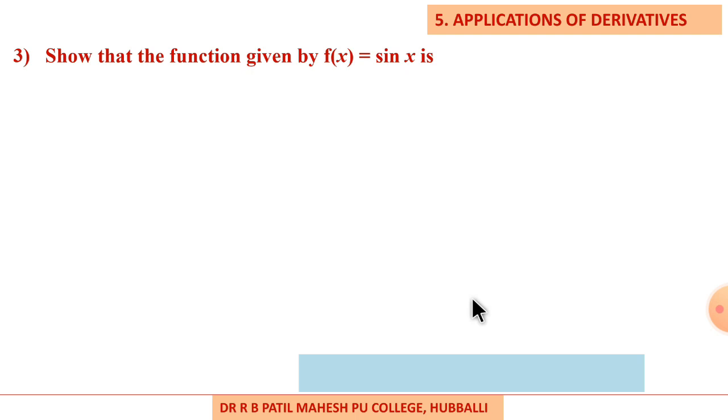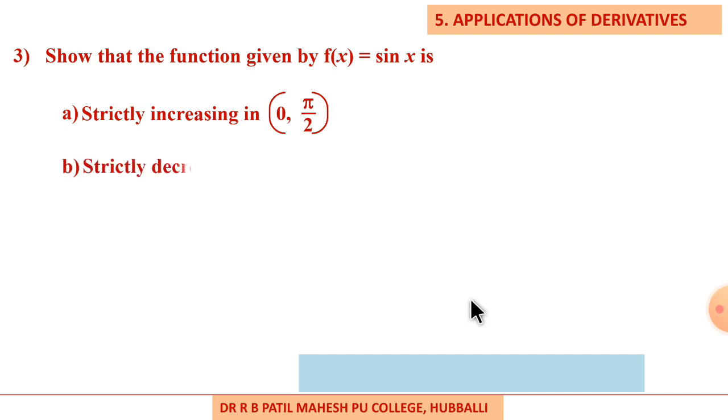Next, example number 3. Show that the given function f of x equal to sin x is, first one, strictly increasing in the open interval 0 comma pi by 2, and the second one, strictly decreasing in the open interval pi by 2 comma pi. So 0 to 90 and 90 to 180. So you have to prove this given function.